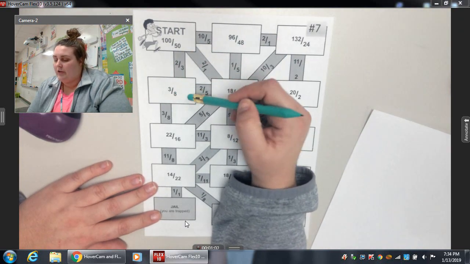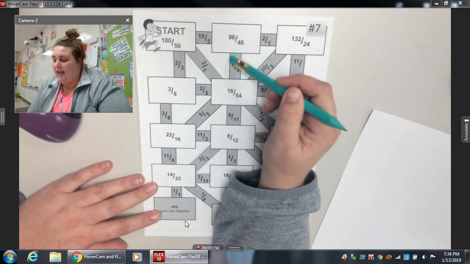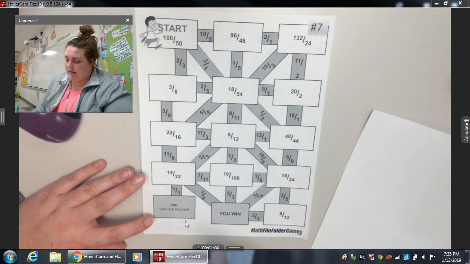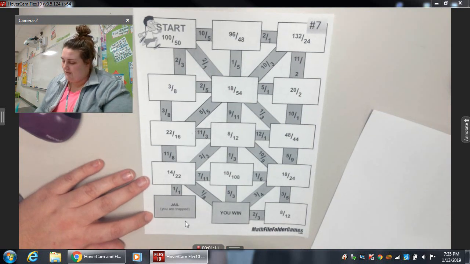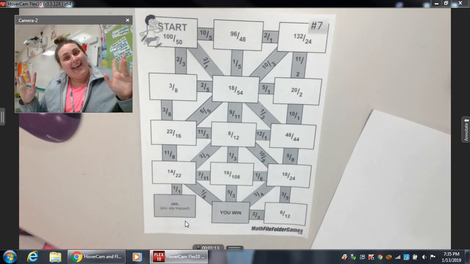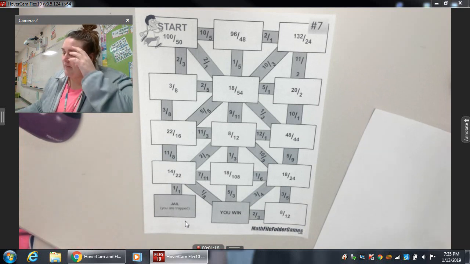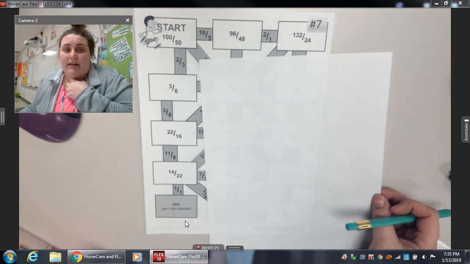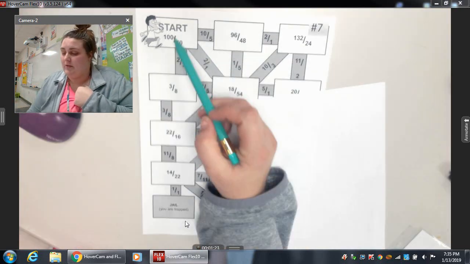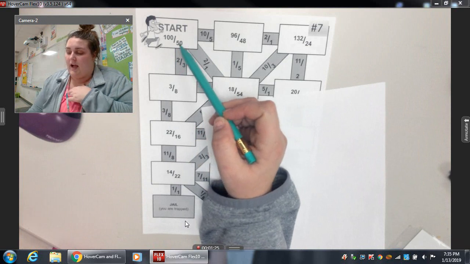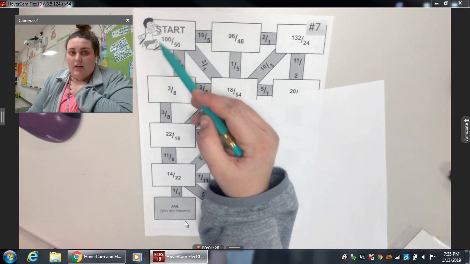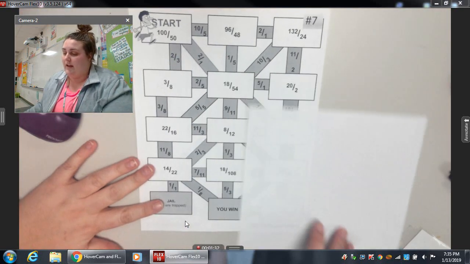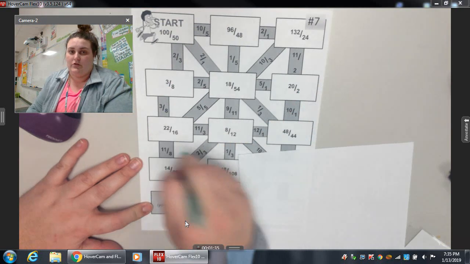You're going to follow the path, and you're going to go to the next box and simplify that, and then follow that box, okay? So on and so forth until you either get to jail, you lost, or you get to you win, which is, yay, you simplified correctly. You have to show your work on every single problem that you simplify. That means I'm starting with 100 over 50. I am going to simplify this, find the answer, and then go on to the next one. Every one of these boxes that you go to should be simplified.